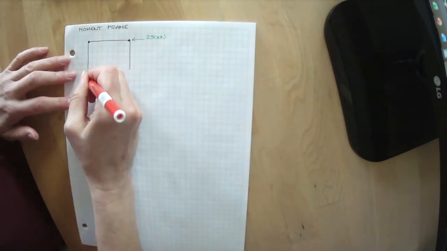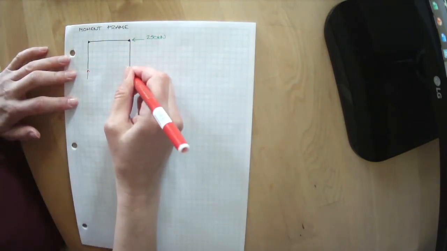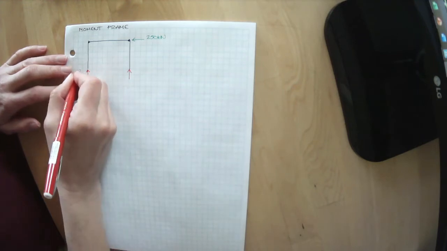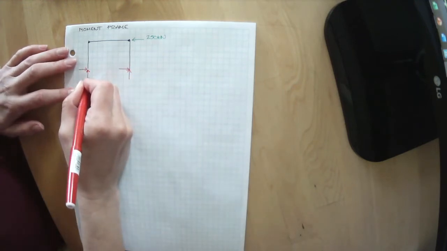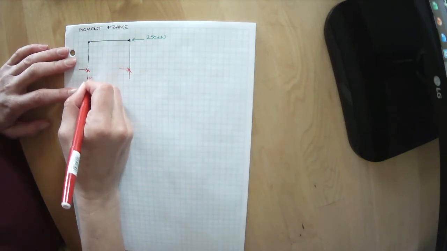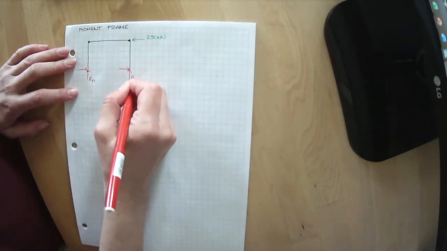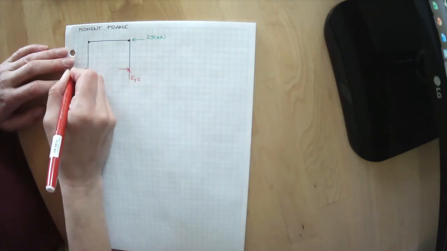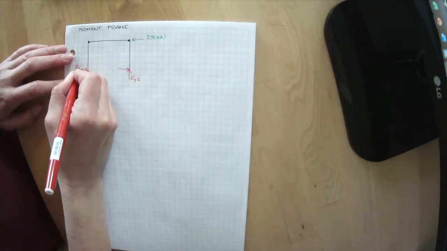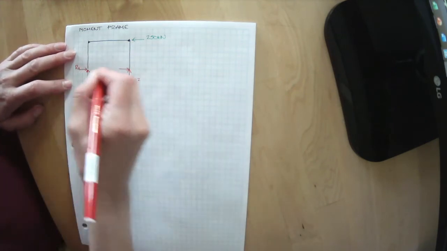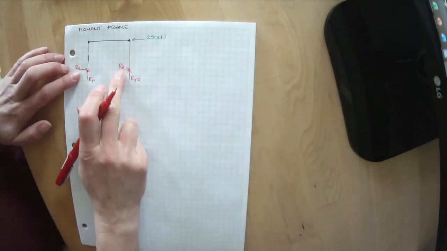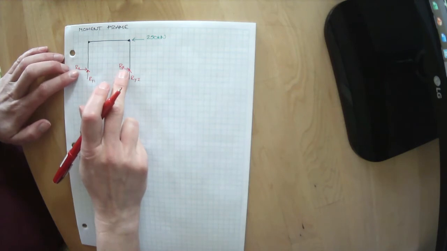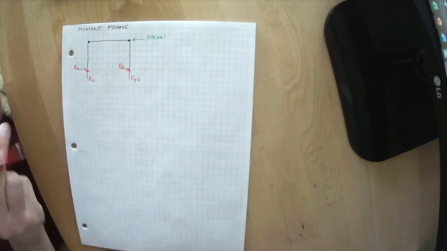We know that there's going to be reactions here. We don't know what the values are, so I'm going to start drawing everything in the positive direction. We're going to call this RY1 and RY2, and we'll call this RX and RX. Remember, that's the assumption we're making, that these two are the same value.